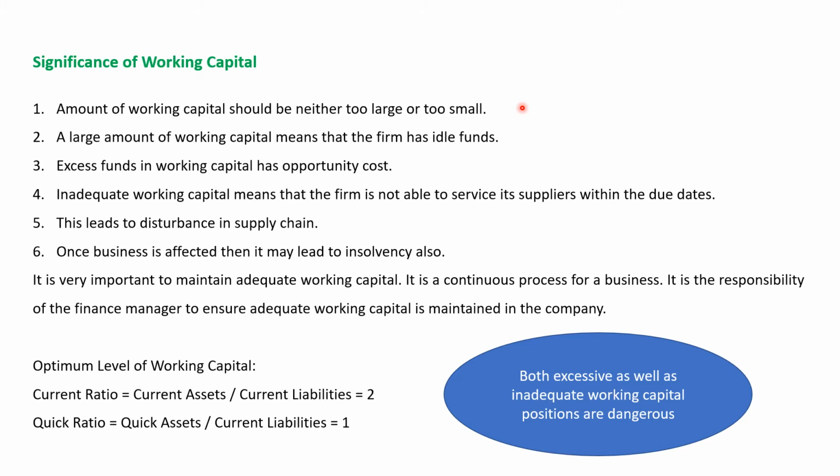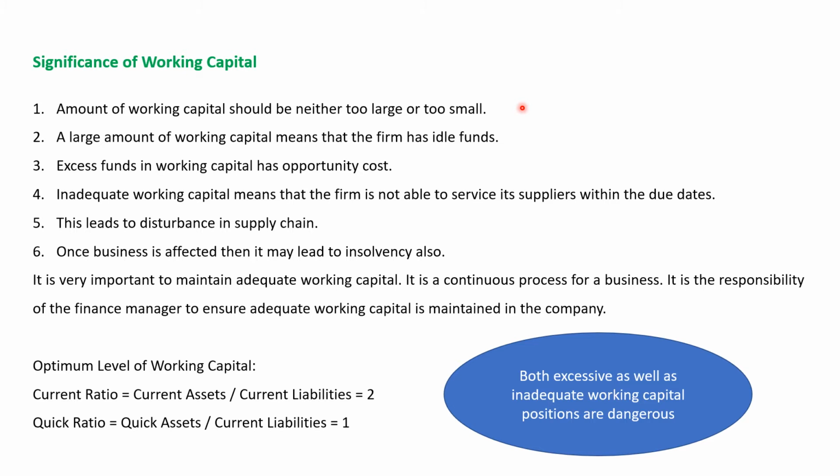Your day-to-day operations are affected, then your profitability is affected, then your returns are affected, then shareholders will quit, and there will be a problem of insolvency also. So it is very important to have adequate working capital, and it is a continuous process. It is not that today in the beginning of the year I plan something and forget about it. Every day we have to keep on monitoring it, and depending upon the changes in demand and supply, we should keep taking the right decisions at the right time to ensure that the supply chain is properly maintained.